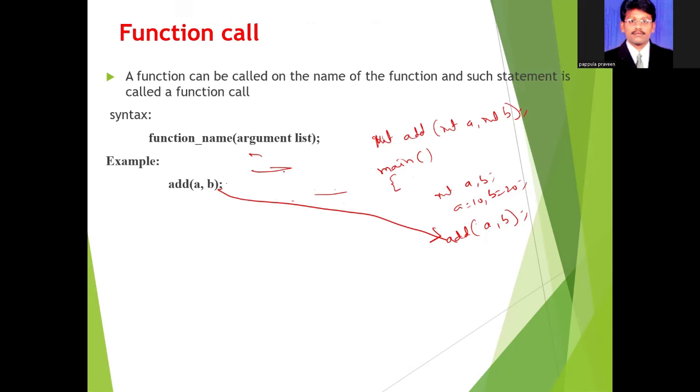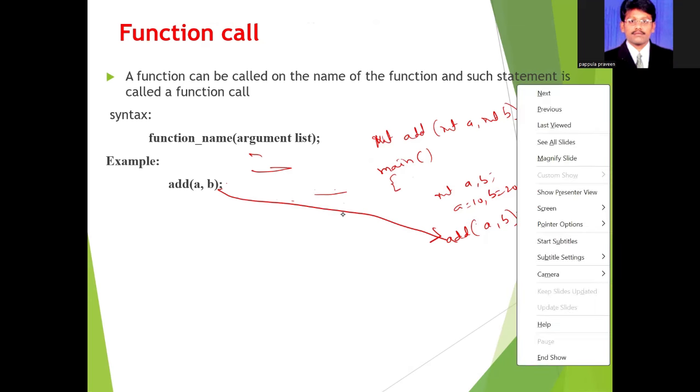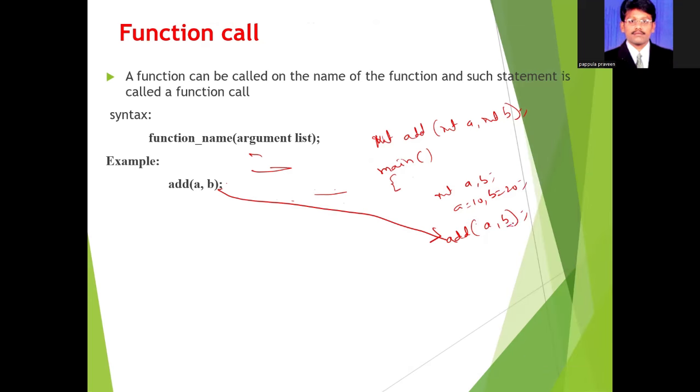Now, the function call is written in the main function. Observe here, the function call is written in the main function. What are the arguments we have? The argument list, that is a, comma, b. A contains some value, b contains some value. So it is nothing but add of 10 comma 20. Close the statement for main.